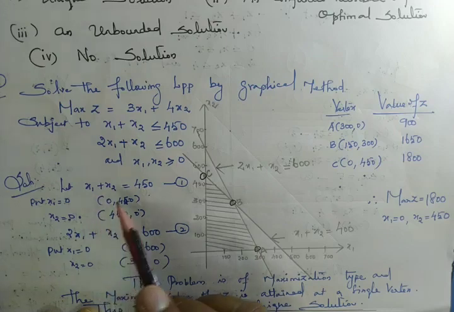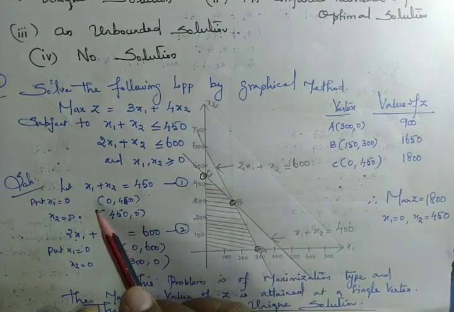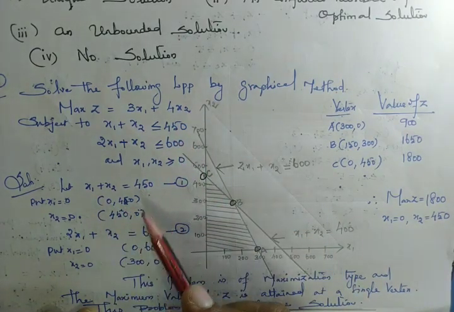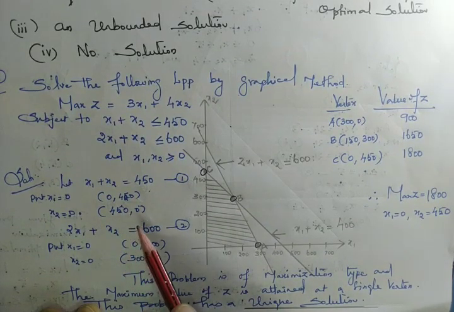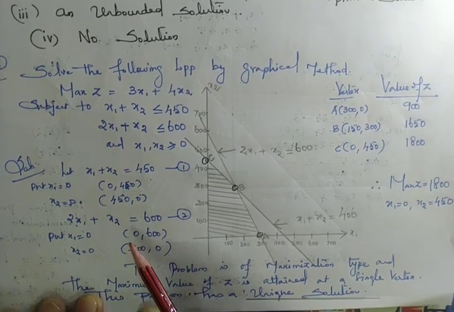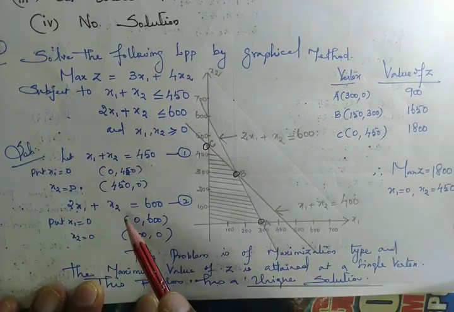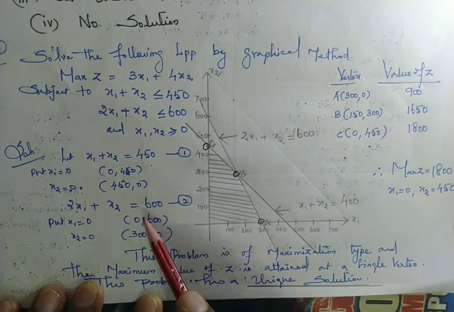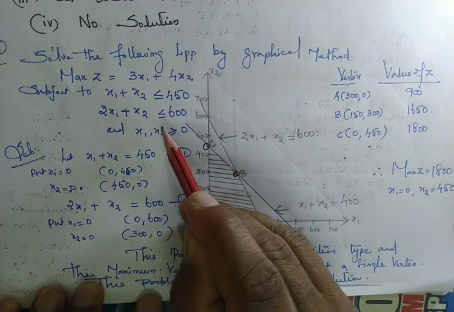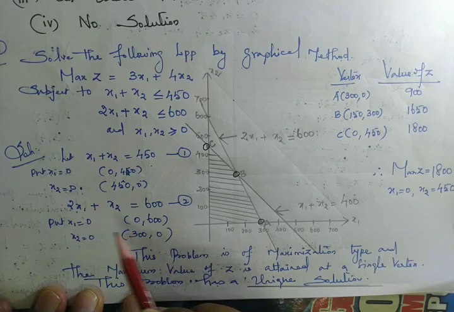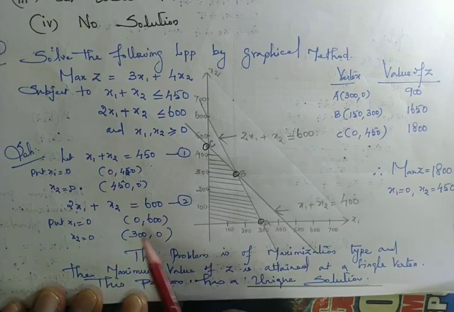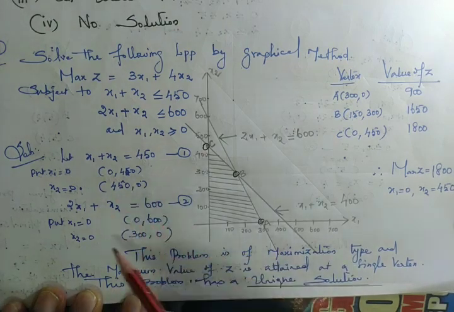After converting, the first constraint is x1 plus x2 equal to 450. Solving this equation, we get the points 0 comma 450 and 450 comma 0. Similarly, the second constraint is 2x1 plus x2 equal to 600. The given one was less than or equal to, and we converted it to equal. Solving this line equation, we get the points 0 comma 600 and 300 comma 0. Now we have to plot these points in the graph.